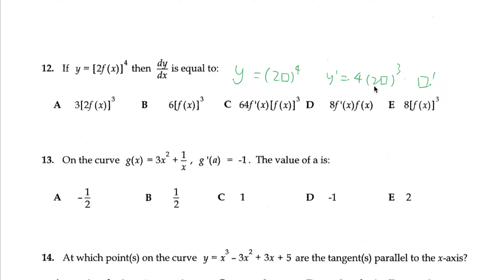So 2 to the power of 3 is 8, and 8 multiplied by 4 is 32. So you get y dash equals 32 box to the power of 3 and then box dash. Remember your box here.